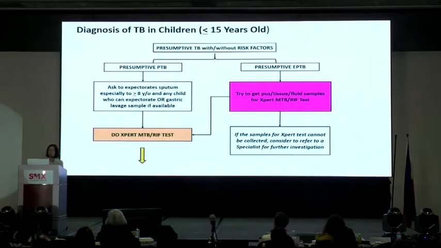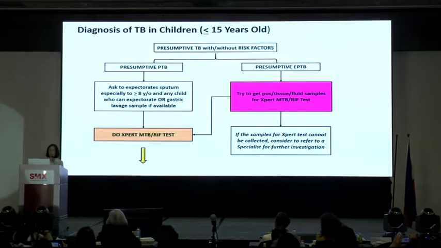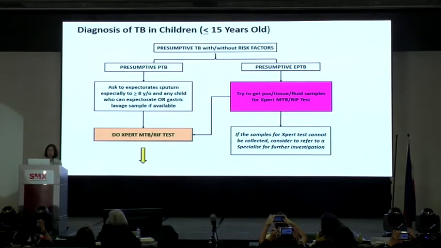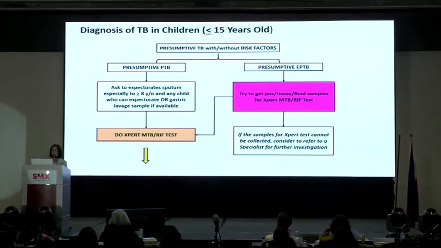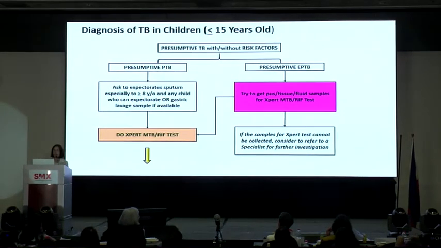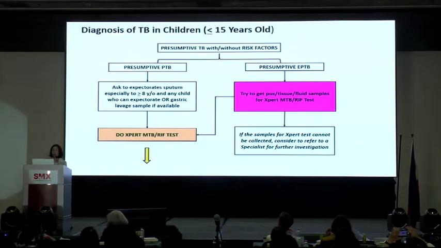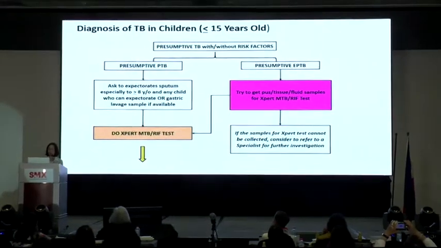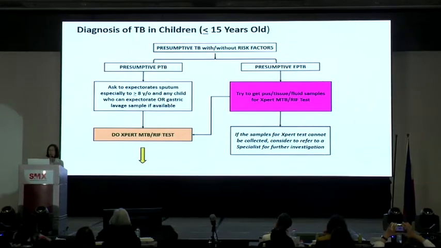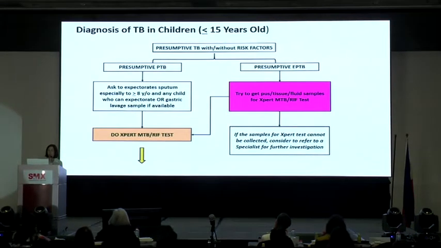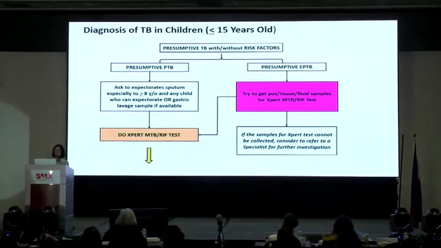Okay, so this is our diagnostic algorithm for children below 15 years of age. It starts with presumptive TB: we have the signs and symptoms, with or without risk factors, such as being contacts of a TB case. If they are presumptive extrapulmonary TB, then we'll do expert testing also. Expert can also be done for extrapulmonary specimens, such as pus, tissue, or fluid samples.